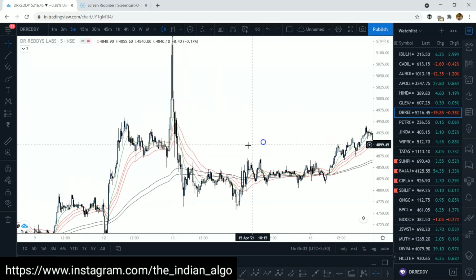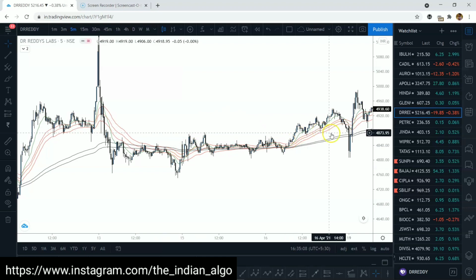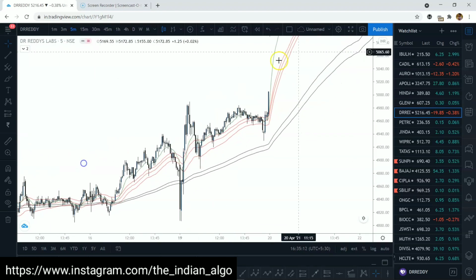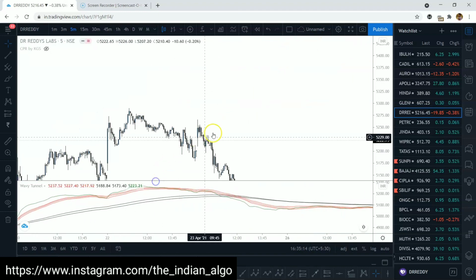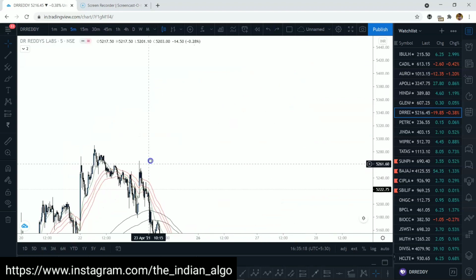Start off with something very nice that can help you remain consistent in your starting days. This is what I'm trying to focus on. So now let's look at the charts.